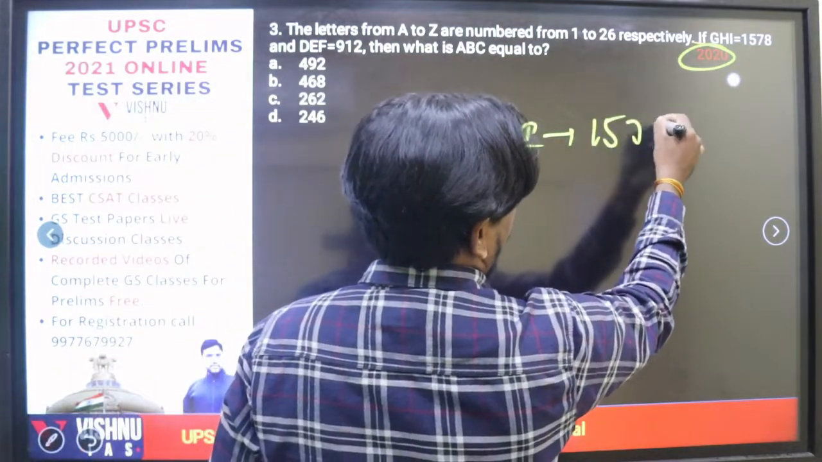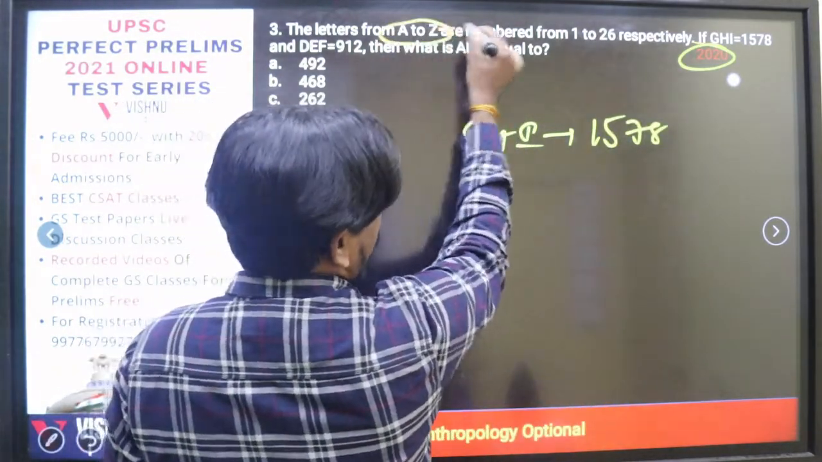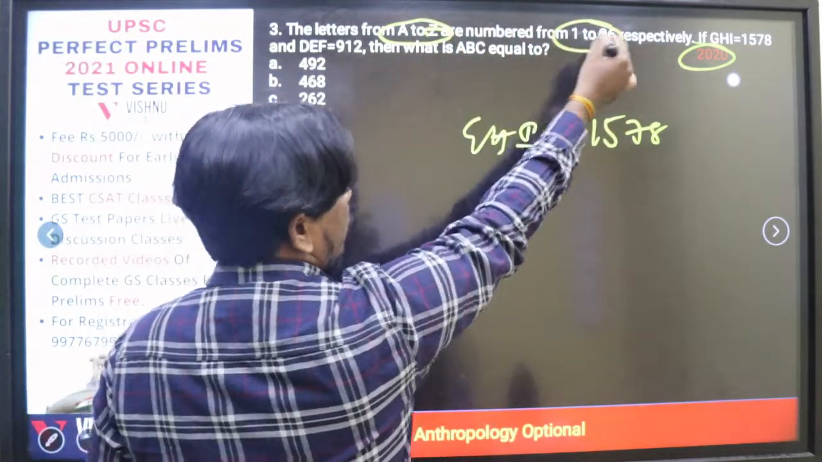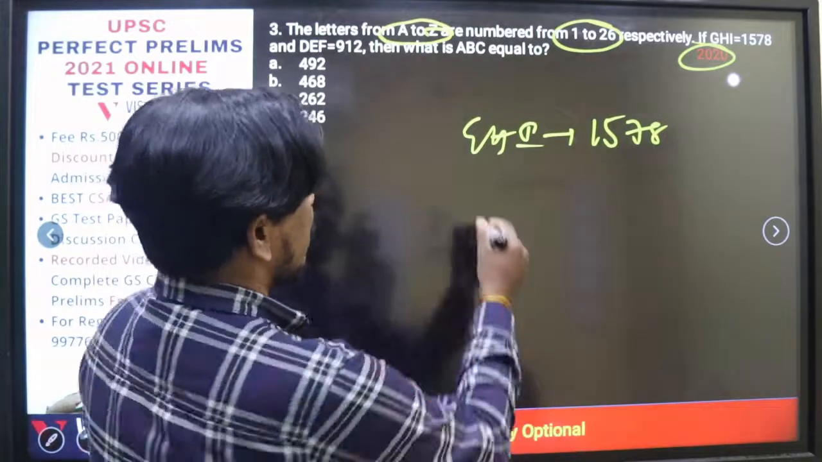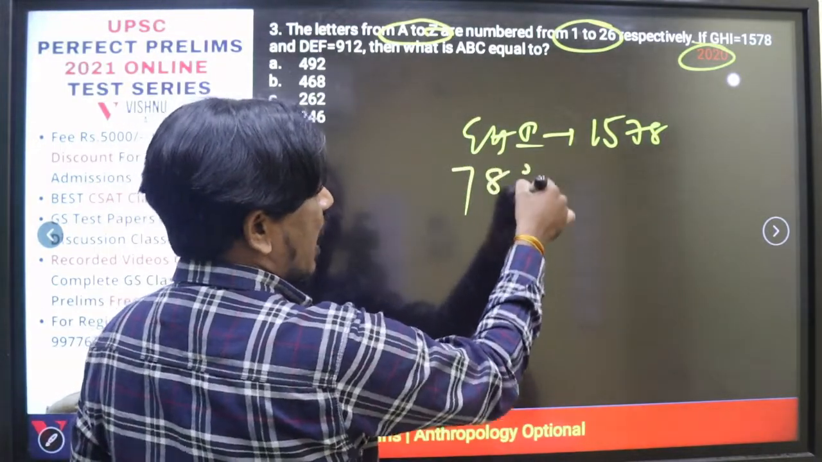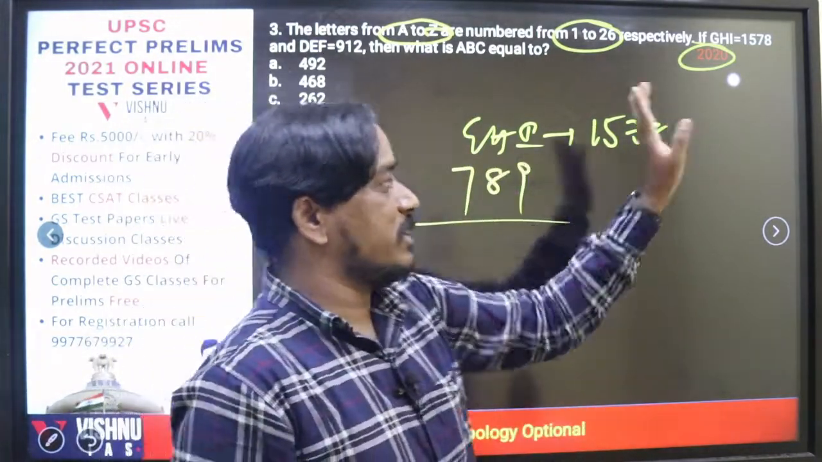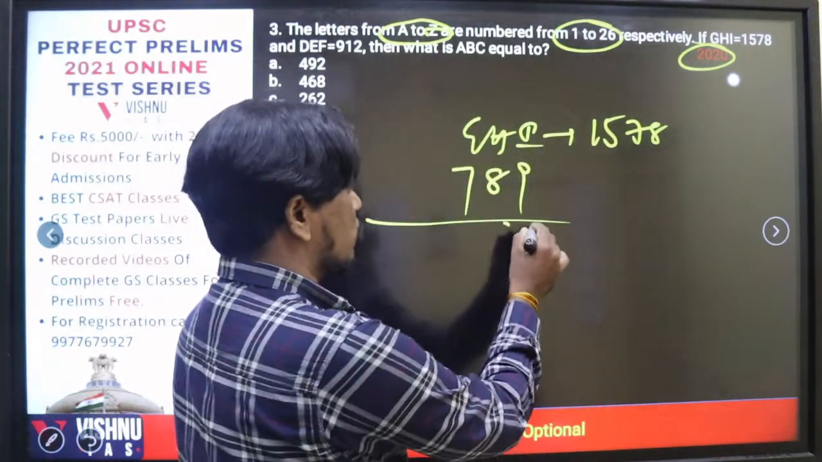So GHI is coded as 1578. But according to this condition, we have to consider A to Z as 1 to 26. That is alphabetical numbers only. I already explained how to remember. G is 7, H is 8, I is 9. If you multiply all these by 2, you will get this number.